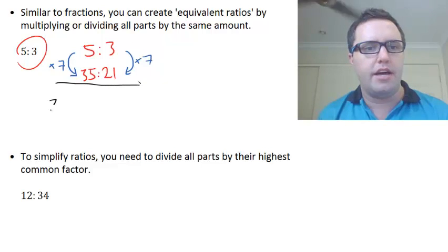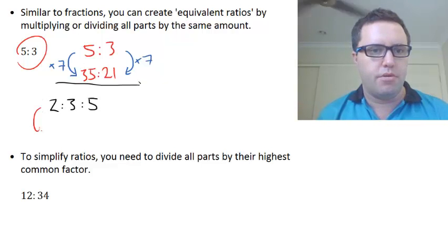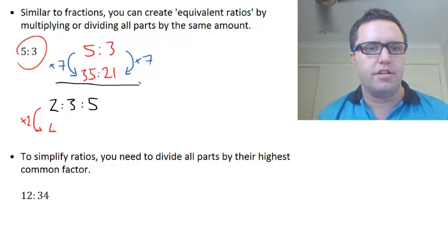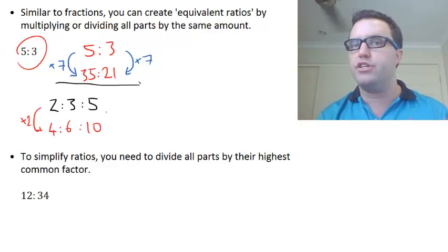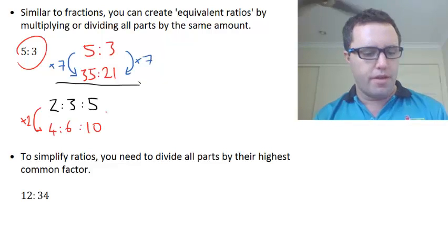So you might have 2:3:5. No problem there. We're just going to multiply everything by 2, so you'll have 4:6:10. That would be the same set of ratios. No problem at all.